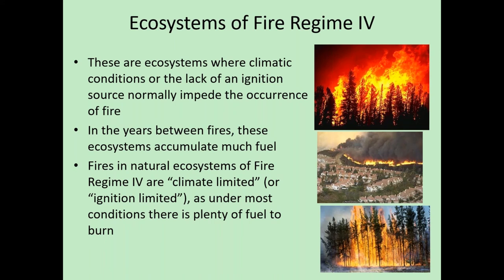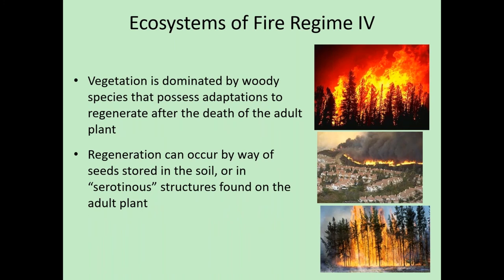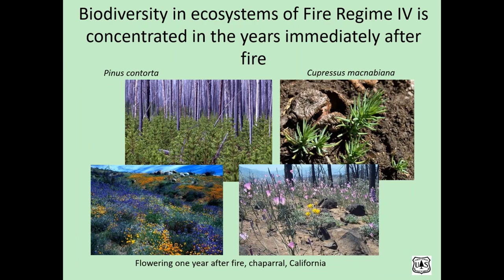All right. So vegetation is dominated by woody species that possess adaptations to regenerate after the death of the adult plant. You don't see that in fire regime 1 forests. It's very uncommon to find species that actually fill that sort of serotinous or fire-scarified seed niche. There are very few of them. All right. So regeneration can occur by way of seeds stored in the soil or by serotiny as well. And in these systems, biodiversity is highest in the years after fire. So the whole system is predicated on this just nuclear fire that isn't going to happen all that often. But when it does, boy, what a bad place to build homes.